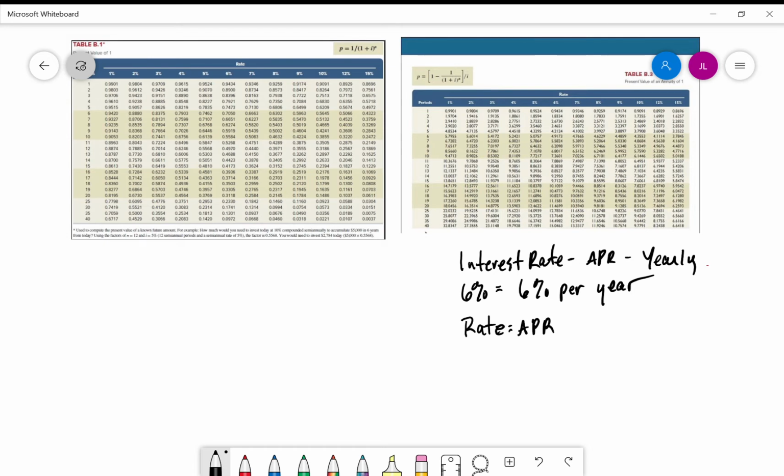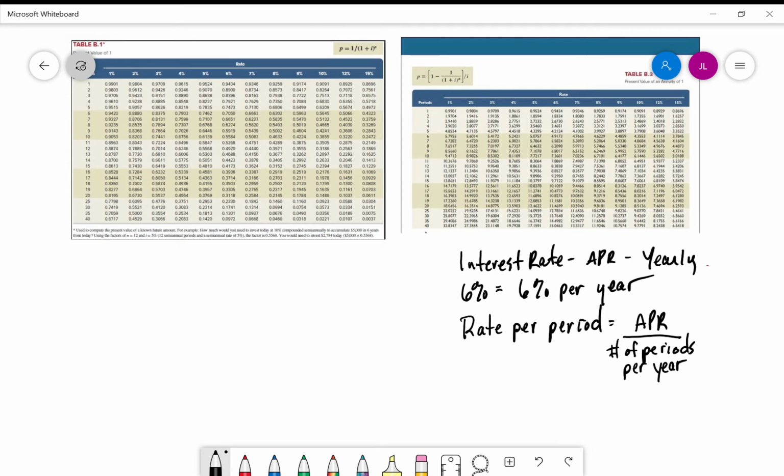APR, or annual percentage rate, and I'm going to rewrite this actually: rate per period is equal to our APR, or annual percentage rate, divided by the number of periods per year.